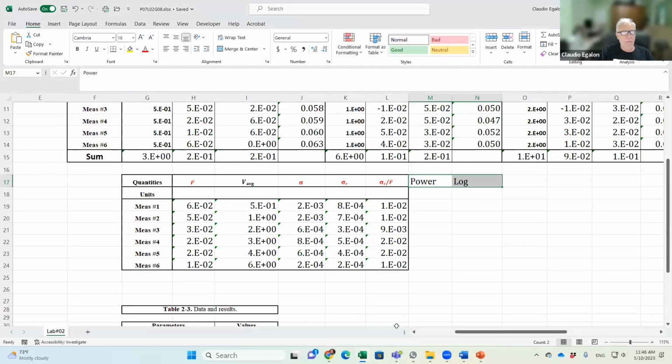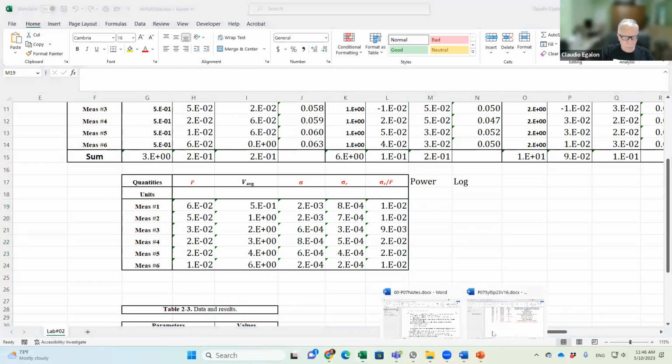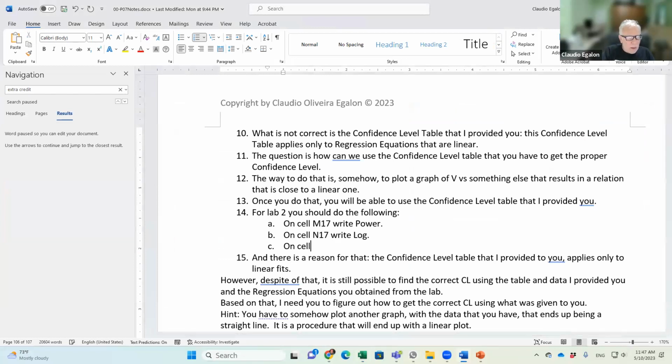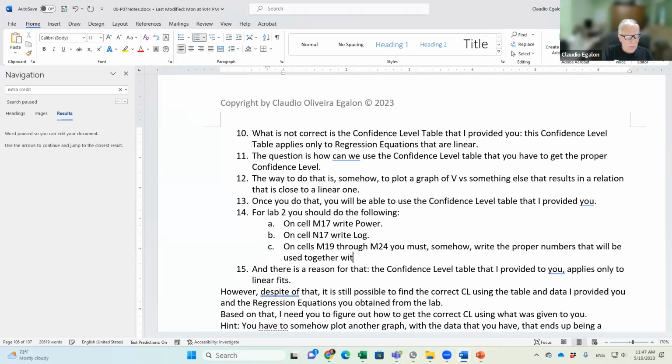Okay. Hopefully some of you already found out how to do that. There is no need to put the units here. And then what's going to happen? In those cells, you will figure out what numbers are going to go here. On cells M19 through M24, you must somehow write the proper numbers that will be used together with a plot with the average.